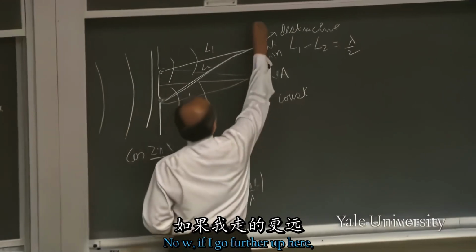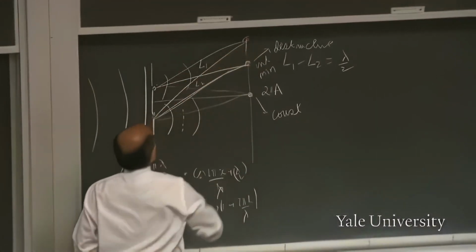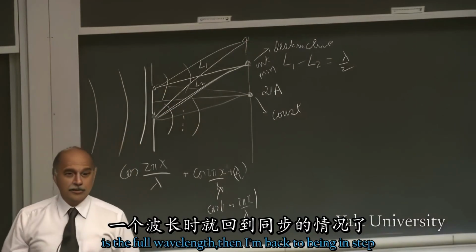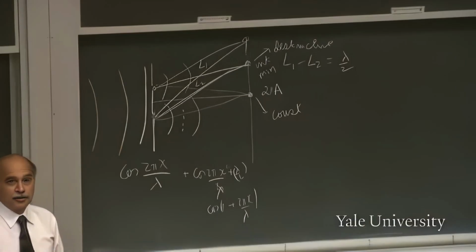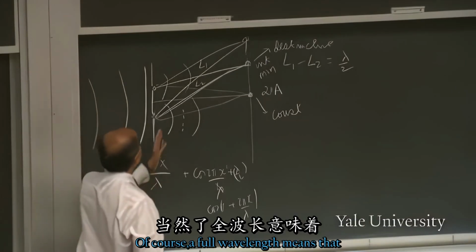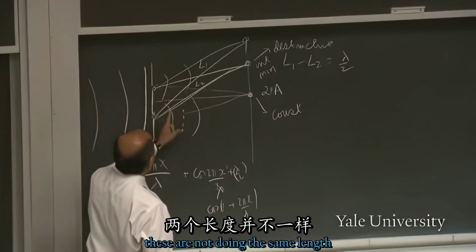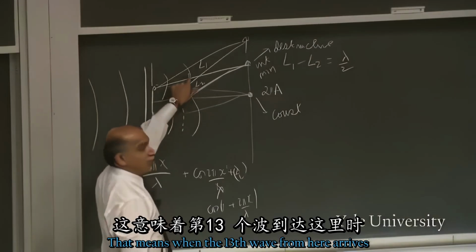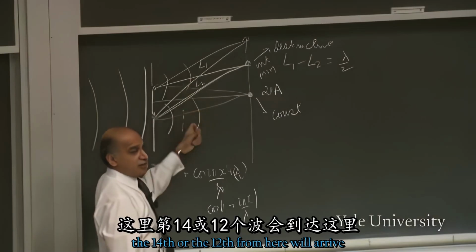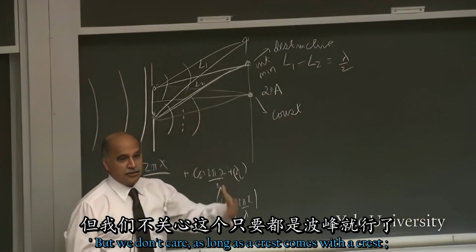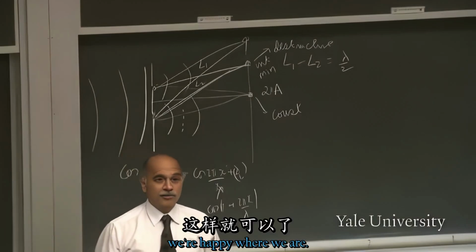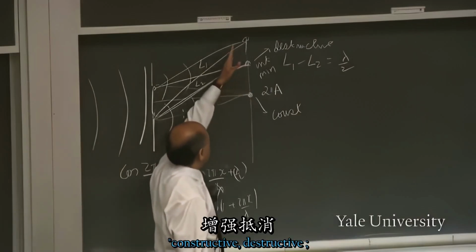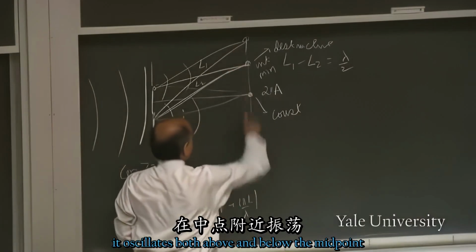Now, if I go further up here, till I reach a point where the difference in those 2 lengths is the full wavelength, then I'm back to being in step. Of course, the full wavelength means that these are not doing the same length, but this is differing from that by a whole wavelength. That means when the 13th wave from here arrives, the 14th or the 12th from here will arrive. But we don't care. As long as the crest comes with the crest, we are happy where we are. So things start with constructive, destructive, constructive, destructive. It oscillates both above and below the midpoint.